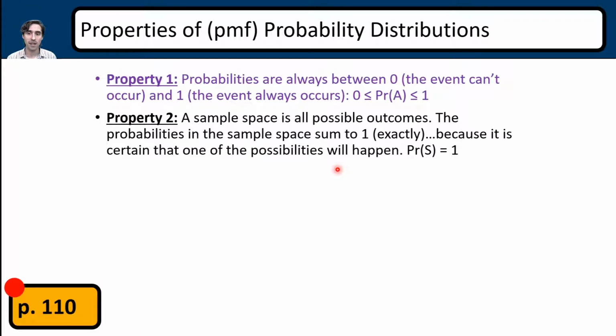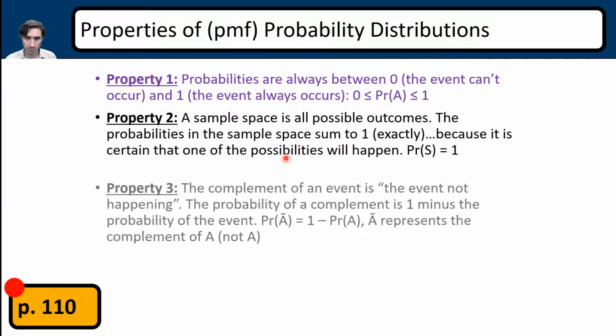Number 2, a sample space is all possible outcomes. The probability in the sample space always adds up to 1. So going back to the cigarette example, as I just mentioned, 0.2 plus 0.8 equals 1. Everything has to add up. In contrast to property 1, where you can't have 81% non-smokers and 20% smokers, property 2 says you can't have 20% smokers and 79% non-smokers. Where's that 1%? That breaks the second property.